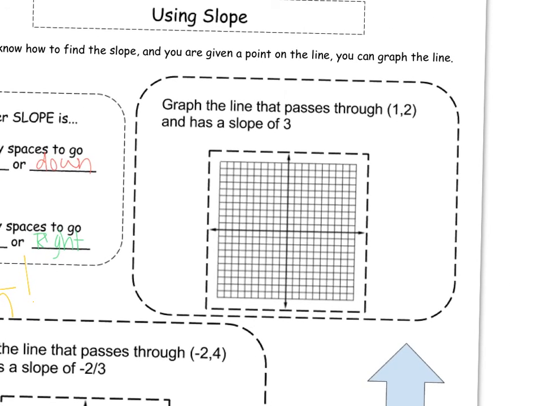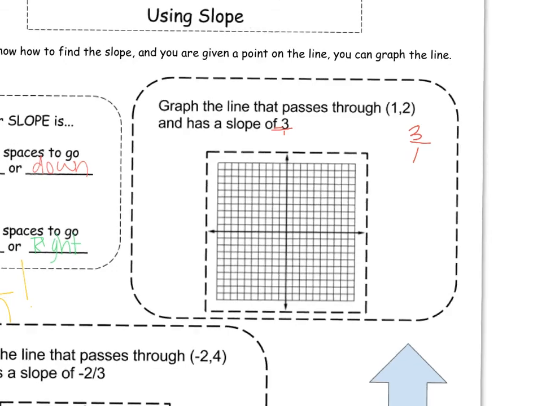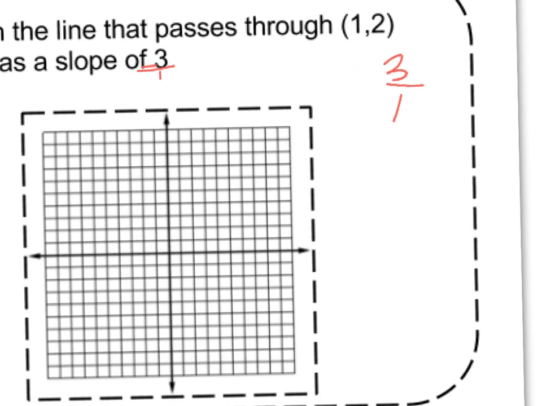Let's look over here. Graph the line that passes through 1, 2 and has a slope of 3. Well, we know that any number by itself has a denominator of 1. So this slope, in a really easier way to see it, since we are talking about rise and run, is to say that this has a slope of 3 over 1. So let's plot this first point. We're at 1, 2. So our first point is at 1, 2.